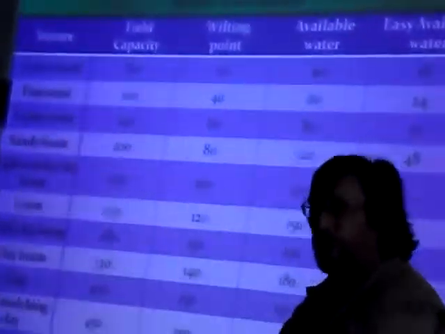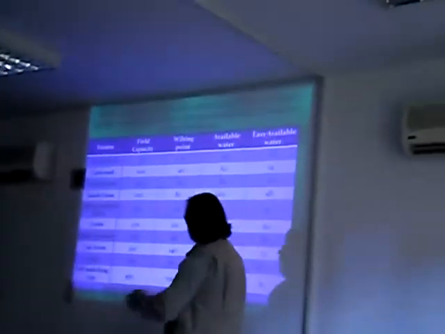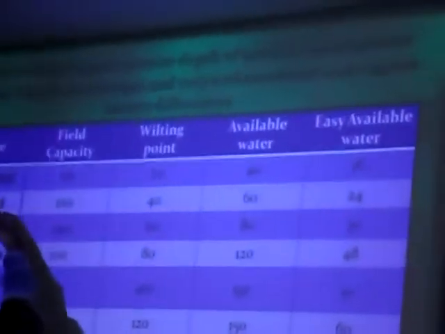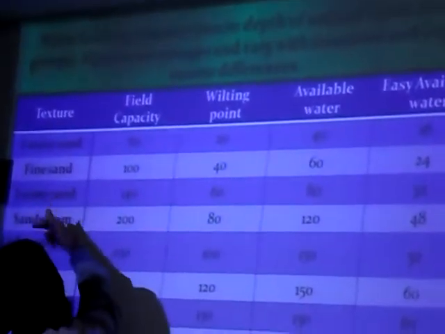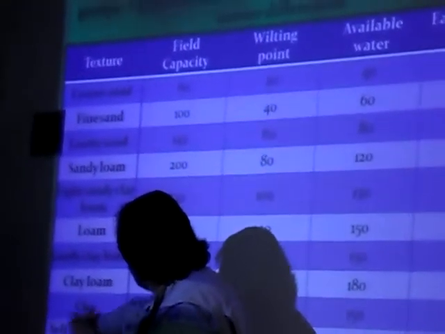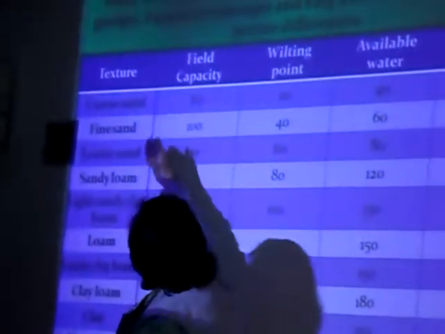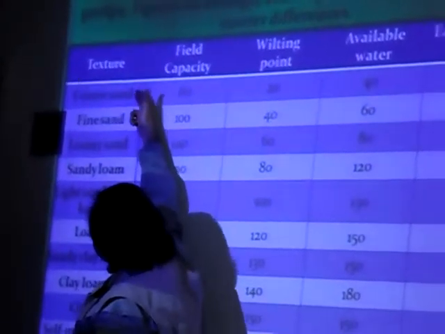If we look at soil, we have raw sandy soil, fine sandy soil, loamy sand, sand loam, light sand, sandy clay loam, loam, clay, self-mulching clays. So the water holding capacity will increase downwards.